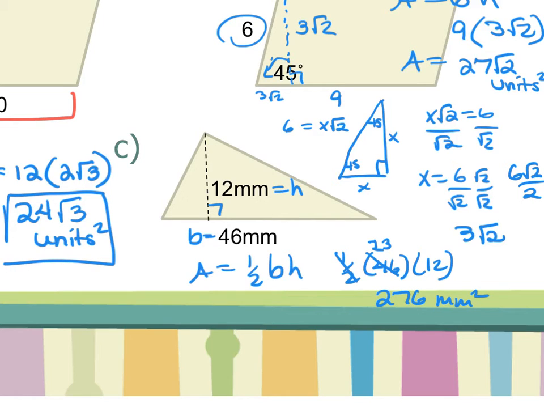If you'd rather take half of 12, you can do that. Doesn't matter. Or you could do 46 times 12 and then divide it by 2.